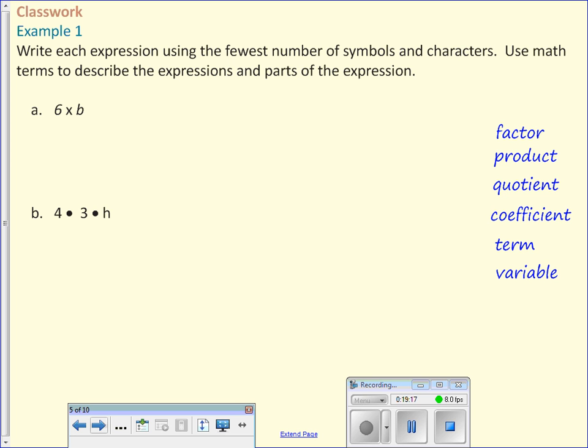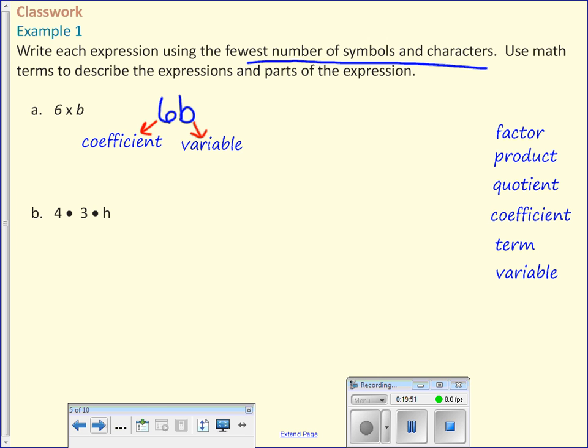So now let's take a look at example 1. That says 6 times b, but it could get a little confusing. So let's write it using the fewest number of symbols and characters. So this would be 6b. So let's label it. 6 is our coefficient, and b is our variable. But when we multiply 2, you want to take your notes, please?